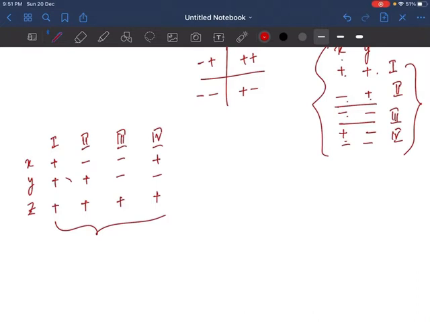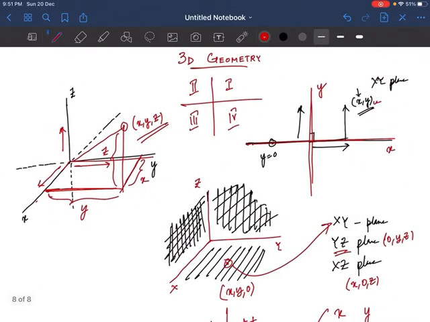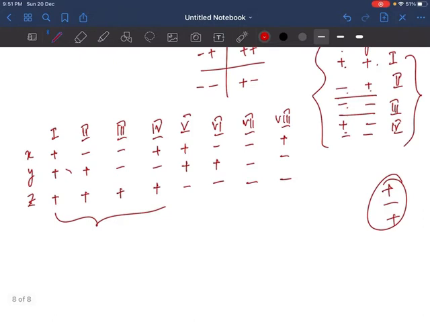Now from here, the fifth quadrant goes like plus, plus, minus. The sixth quadrant goes like minus, plus, minus. The seventh quadrant goes like minus, minus, minus. And the last quadrant, the eighth quadrant, goes like plus, minus, minus. So basically we have to arrange these plus and minus signs in different ways such that each one is of a different order. So that's how we get 8 quadrants in a 3-dimensional geometry.